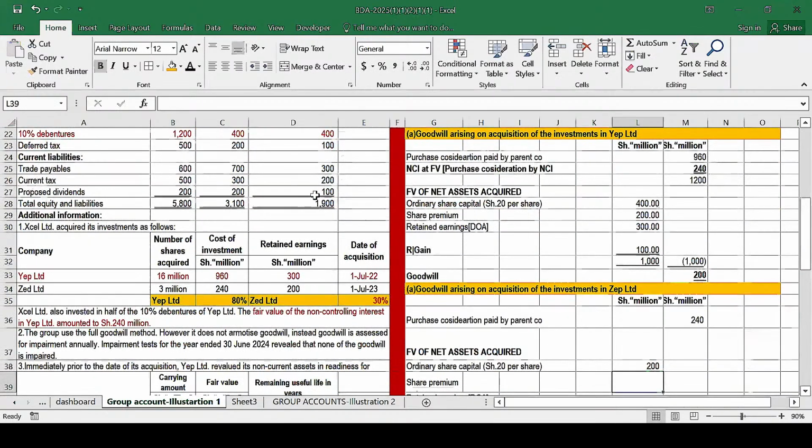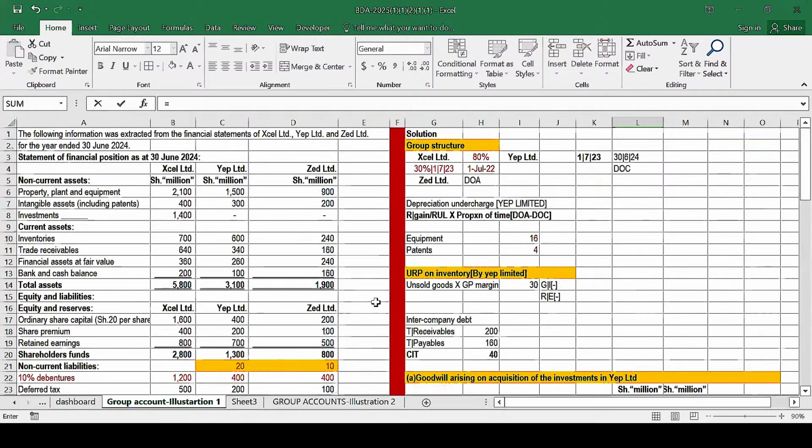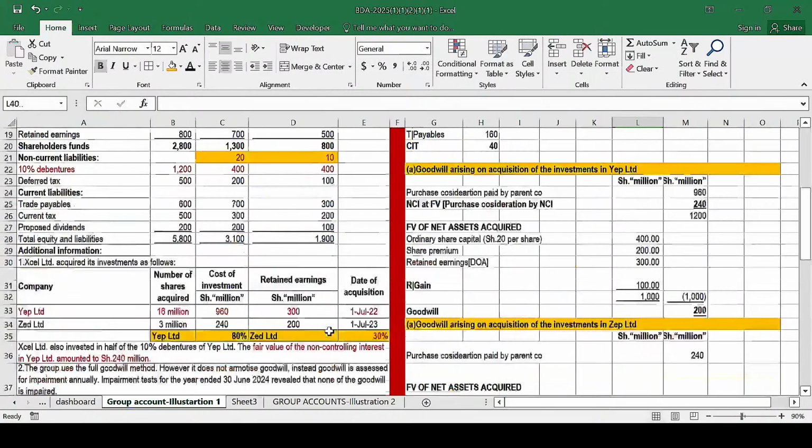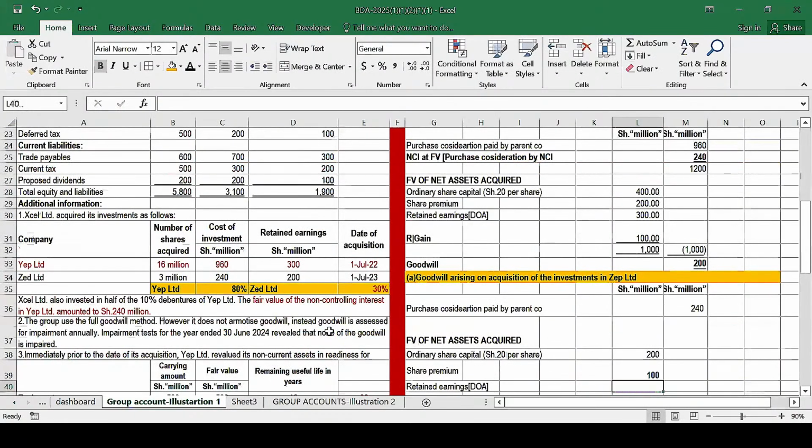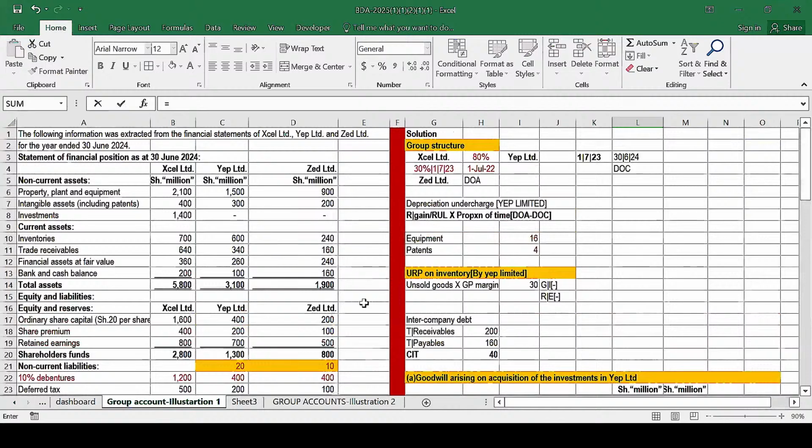That's why we are not using the retained earnings which you have in the balance sheet. Equally for share premium, you also assume that this is the share premium which was there at the date our company was acquired. If it was not the case, the examiner will tell you. The retained earnings, we don't use the one in the balance sheet, because it's obvious the retained earnings keep on changing.